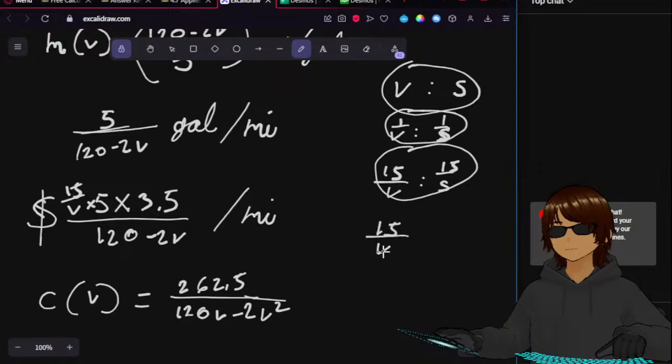15 over v. This is miles per hour. 15 over miles per hour, or whatever the speed is. So the cost. Wait. Is 15v correct? Should it be like this? That would make sense.